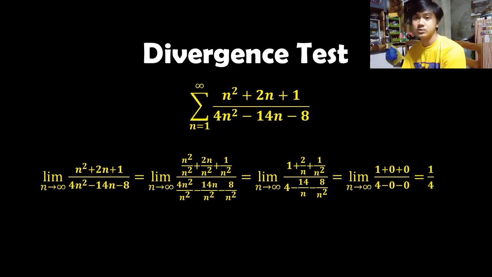So based on the divergence test, since the limit is not equal to 0, we can definitely say, as per the divergence test rule, that since 1/4 is not equal to 0, this infinite series diverges.